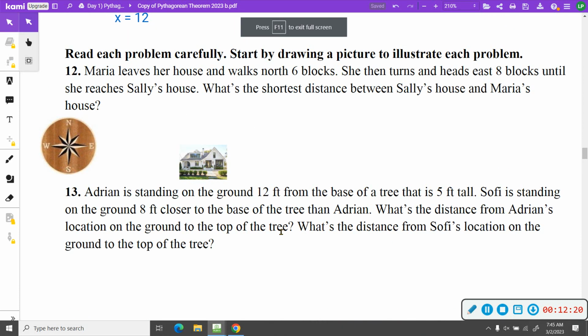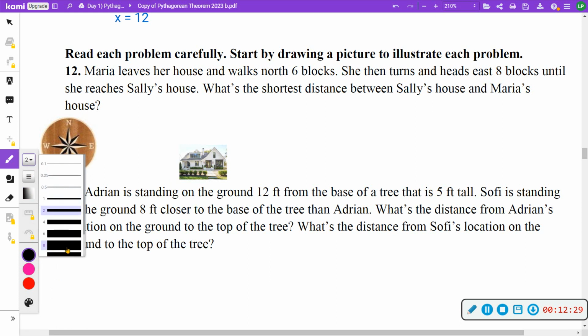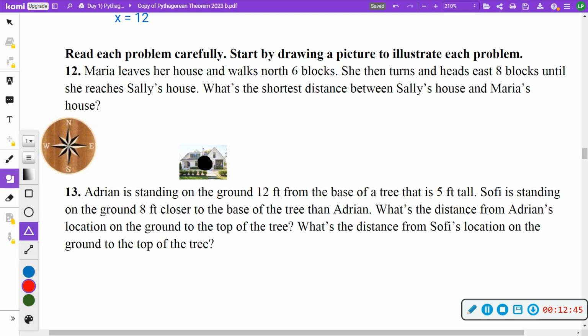Now let's work on a word problem. So Maria, let's say this is Maria's house. So Maria is going to start right here. Maria starts right here in her house. She leaves her house and walks north 6 blocks. Now, north, remember, north is up on a flat piece of paper. So she's going to go up 6 blocks, straight north.